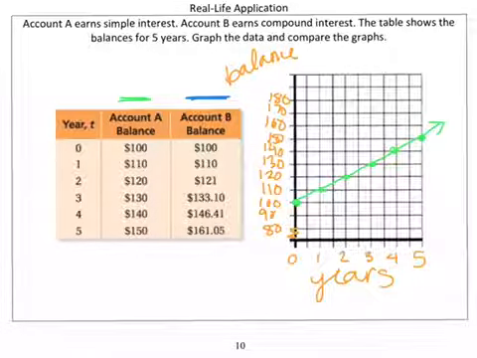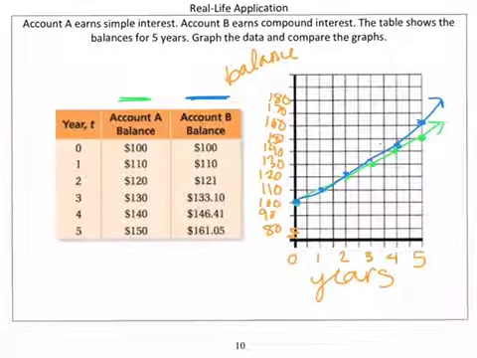Now let's do account B. So we started with 100. It went to 110 after the first year. It went to 121. So I'm going to guesstimate where that is. Then 133, 146, and then 161. So that is our account B balance.